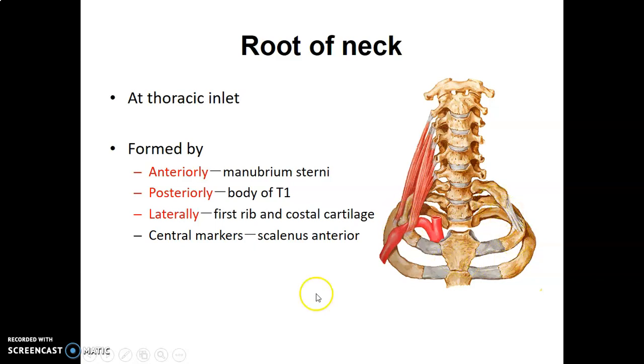Okay. Now, you have a central marker in this thoracic inlet, and that's the scalene anterior muscle. Scalene anterior goes to insert onto the scalene tubercle on the superior surface of the first rib. The subclavian vein grooves anterior to the scalene tubercle, while the subclavian artery grooves posterior to the scalene tubercle.